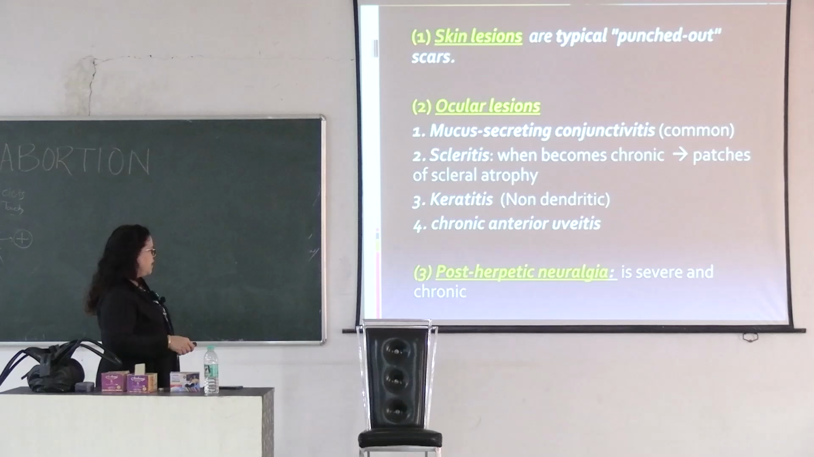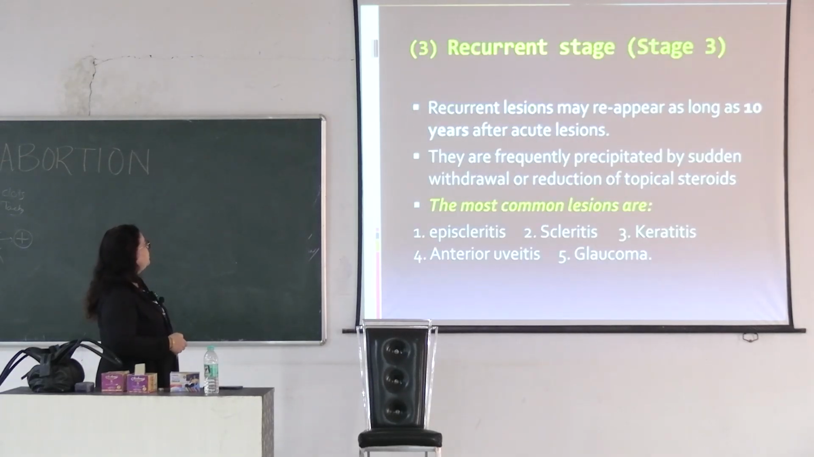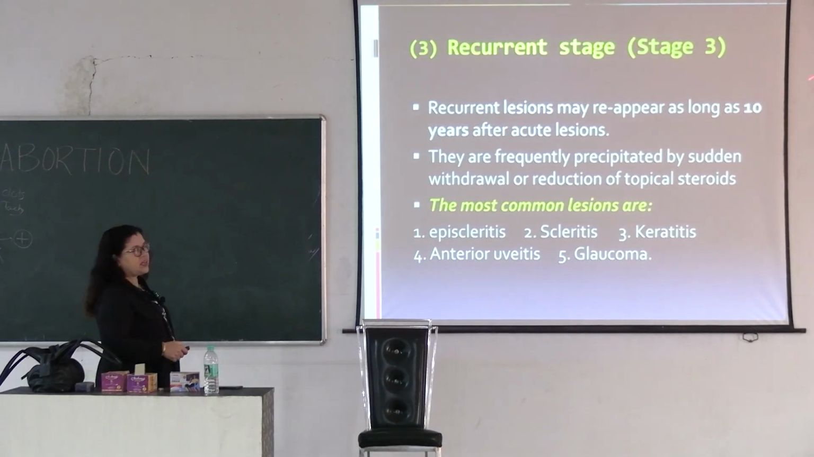These are the signs of chronic anterior uveitis. Then post-herpetic neuralgia, it is severe in chronic cases. Then the third one is the recurrent stage. In the recurrent stage, after the first infection of herpes zoster occurs, it appears again after 10 years. After 10 years it also appears as an acute lesion, that is called the recurrent stage.